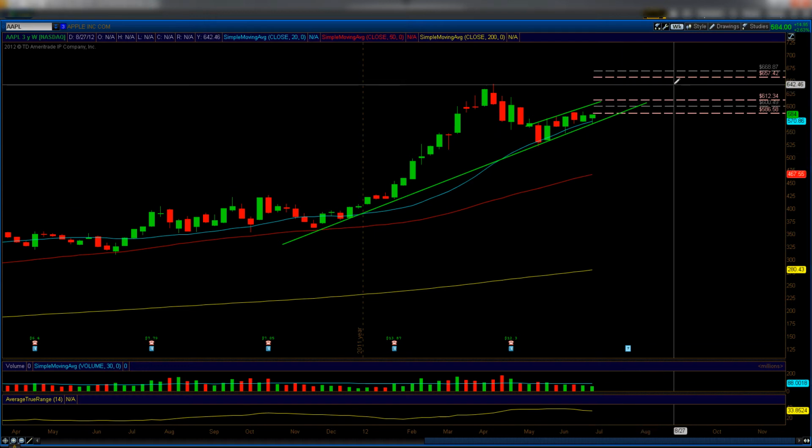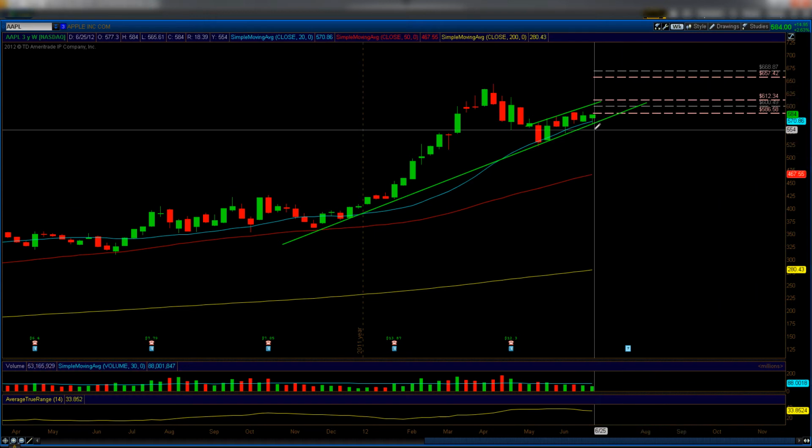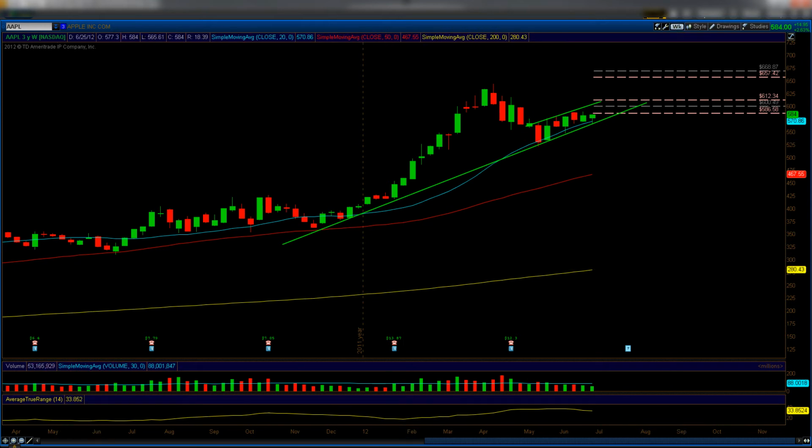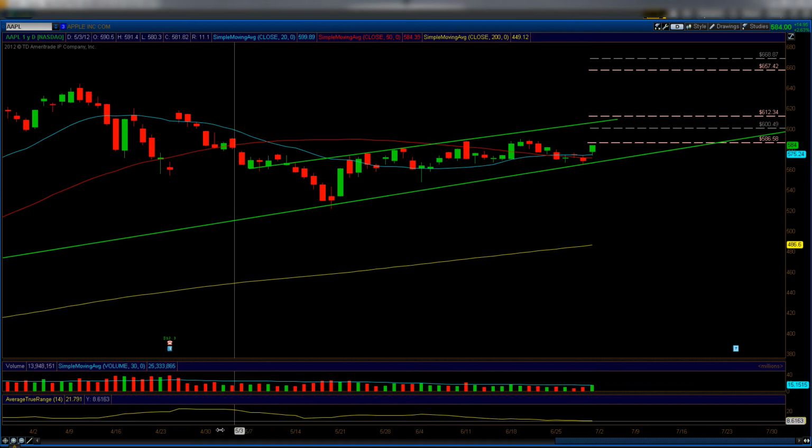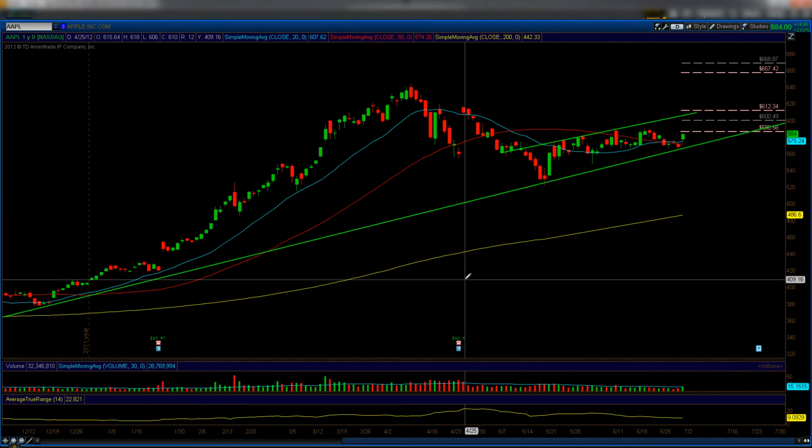Okay, that's why I think we'll see what Apple does. Now here's a caveat for Apple. Let me switch back to the daily. The first caveat for Apple is a very strong stock. Okay, again, you want to short the weak stocks and go long the strong stocks.